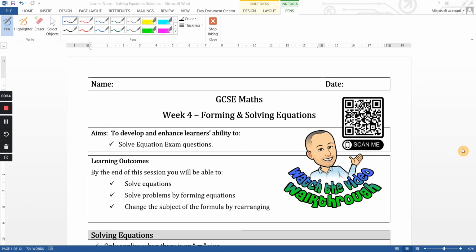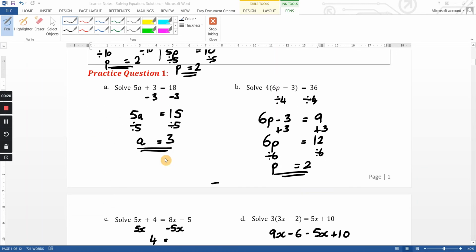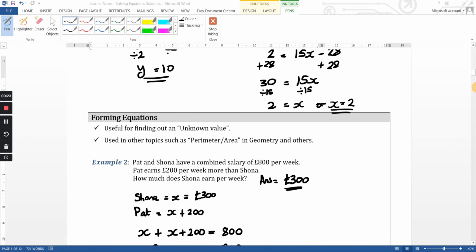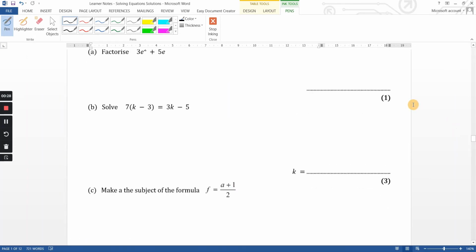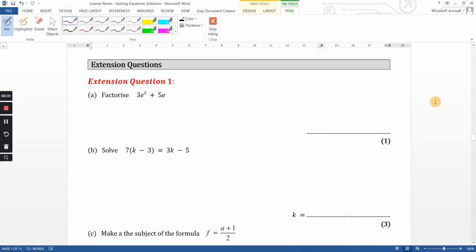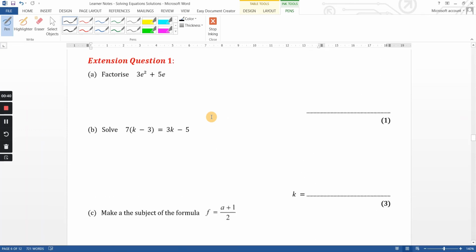If you haven't seen part 1, I'd recommend watching that, where I go through all the examples and practice questions as well. We got up to the extension questions, which is this bit here. It's a mixture of Edexcel and AQA style exam questions. So if you want to have a go at these first, I'd recommend doing that. If you want to pause the video right now, you can do that and unpause it when you're ready. I'm going to go through these answers right now.